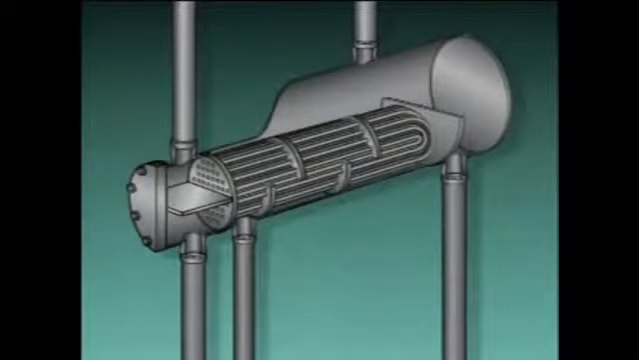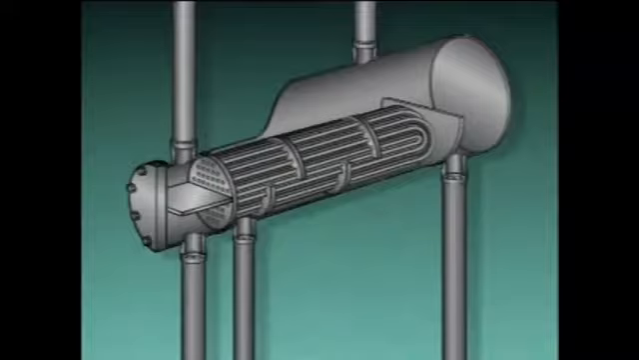The major parts of this reboiler include a shell, a tube bundle, a tube inlet, a tube outlet, a shell inlet, baffles, a vapor outlet, an overflow weir, and a liquid outlet.